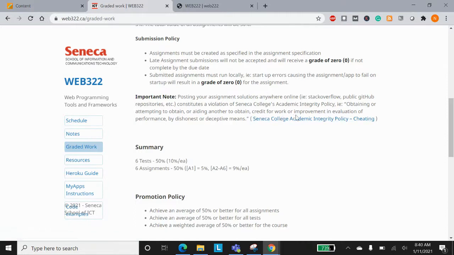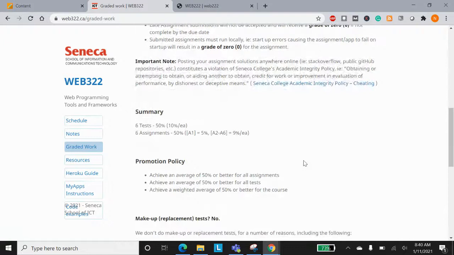Obtaining or attempting to obtain, or aiding another to obtain, credit for work, improvement, evaluation, or performance by dishonest or deceptive means. So this is the policy that you may go and read. And of course, as I said, you are familiar with this terminology as well.